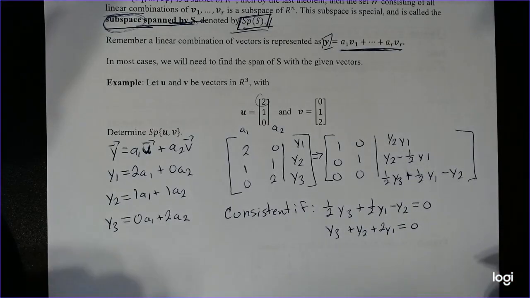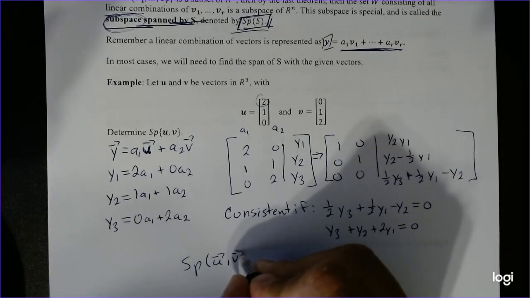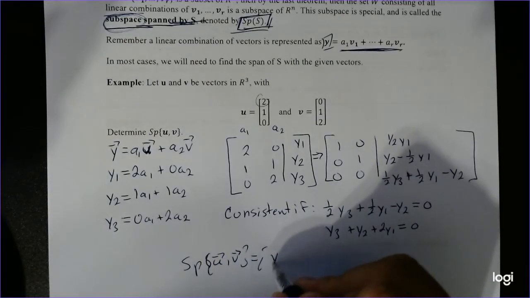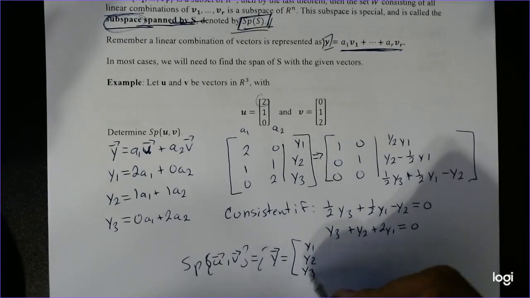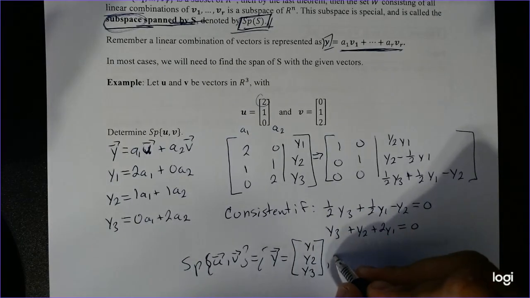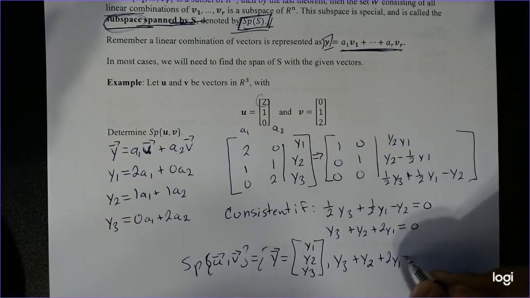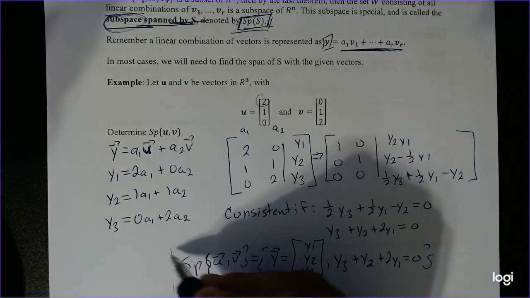Okay. So our span of vectors u and v is the set of vectors y, where y1 is this, such that this is true. So we get a linear combination if this is true. And that's how we find the span.